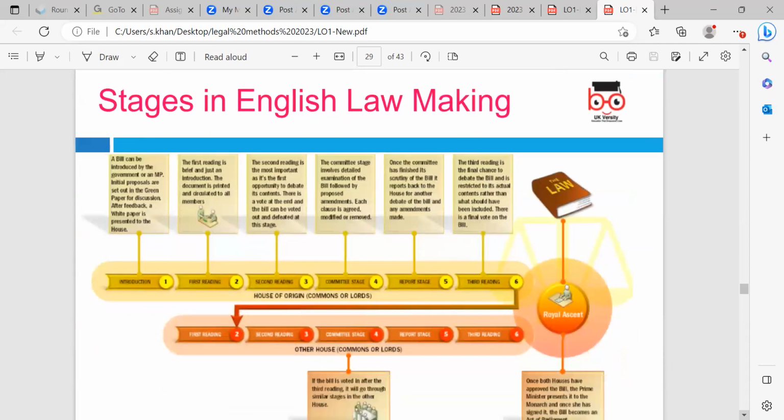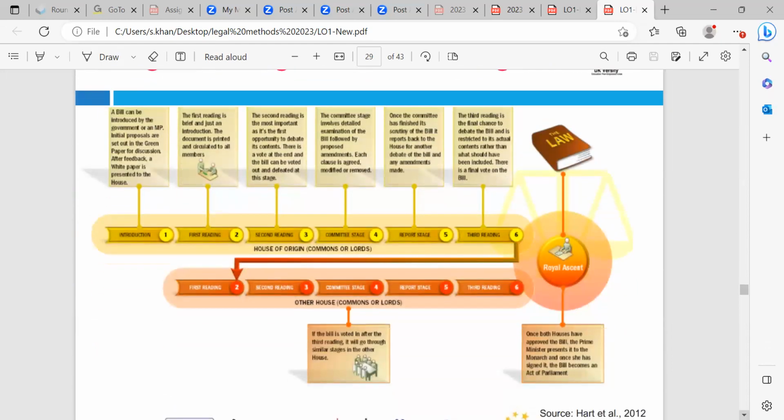So, stages in English lawmaking. We've got a bill. A bill can be introduced by the government or an MP. Initial proposals are set out in a green paper. So that's the first stage, the green paper for discussion. After feedback, a white paper is presented to the House.